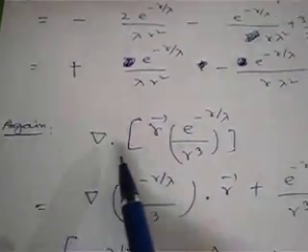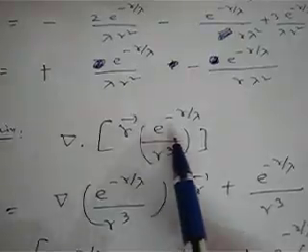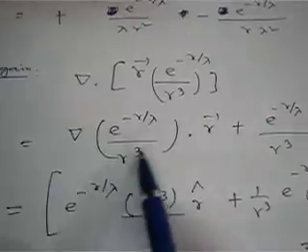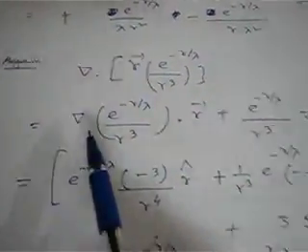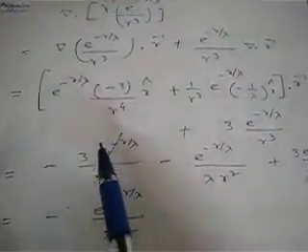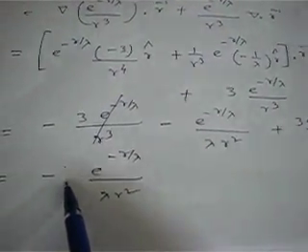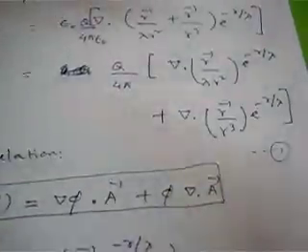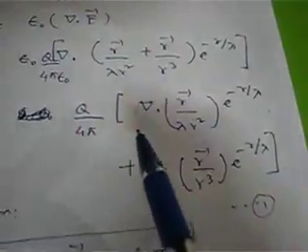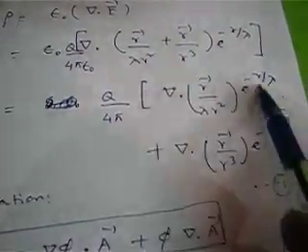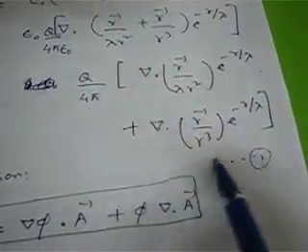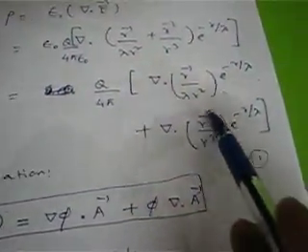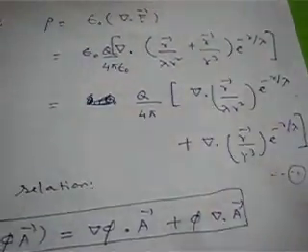Similarly, for the second term, divergence of r vector into this scalar, applying the same relation, divergence of phi a, this is our phi and this is our a vector. After simplification, we get this expression. So we have calculated separately the expression of this value and the expression of this value. Now let us put the values of divergence of this and divergence of this in the original expression, that is equation 1.